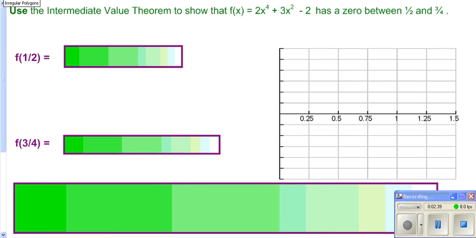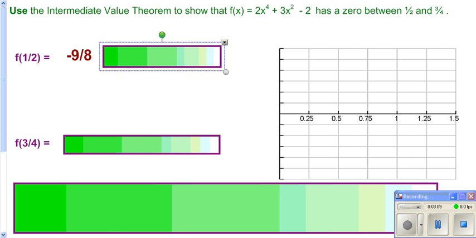So let's use our intermediate value theorem to be able to show that there's a 0 between our 1/2 and our 3/4. Well, to do that, we need to figure out what do we get for our output at 1/2, what do we get for your output at 3/4. So plug in 1/2 to your function, plug in 3/4 to your function. When you go ahead and plug in 1/2 to your function, you end up getting -8/9.